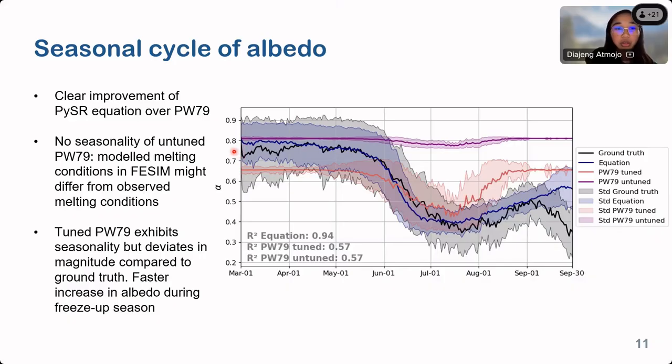Here you see the seasonal cycle of albedo. So you see that our best performing equation, which is here in blue, captures the observed seasonal cycle quite well, whereas the untuned Phasum parametrization barely shows any seasonality. We hypothesize that the modeled melting conditions in Phasum might differ from the observed melting conditions. So this is just a hypothesis. And when we tune the Phasum parametrization to our training data set, then it exhibits seasonality, but still the magnitudes deviate from the observed ones. And you also see a faster increase in albedo during the freeze-up season compared to the ground truth.